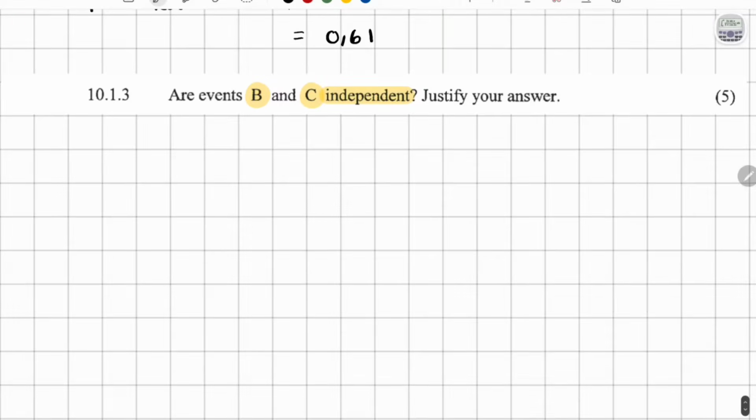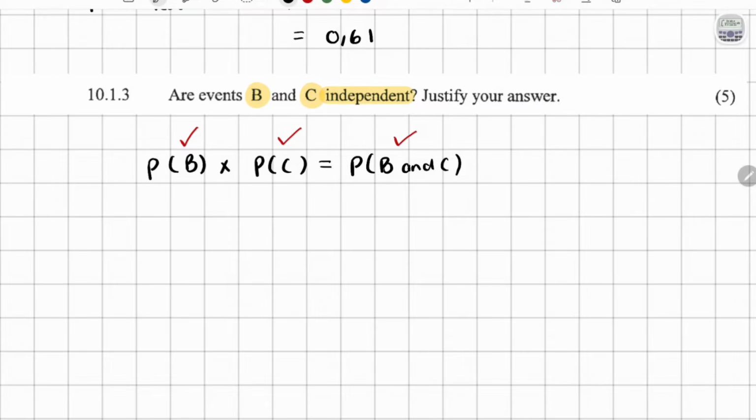If events are independent, then you will notice that, and I'm going to use B and C here because that's what we need to really focus on. So you would find out that the probability of B multiplied by the probability of C would be equal to the probability of B and C. So this is really what we have to look for. We need to look for the probability of B, the probability of C, and the probability of B and C.